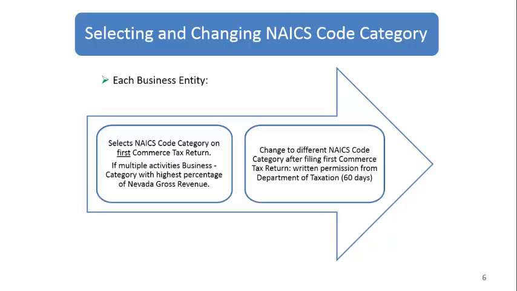A business entity will select its NAICS code category by filing its first commerce tax return. If an entity generates revenue from multiple activities belonging in different NAICS code categories, that entity should use the category with the highest percentage of Nevada gross revenue. If an entity should need to change to a different NAICS code category, the regulations require that the entity write to the department to obtain permission. The department has 60 days to respond, otherwise that request is deemed approved.